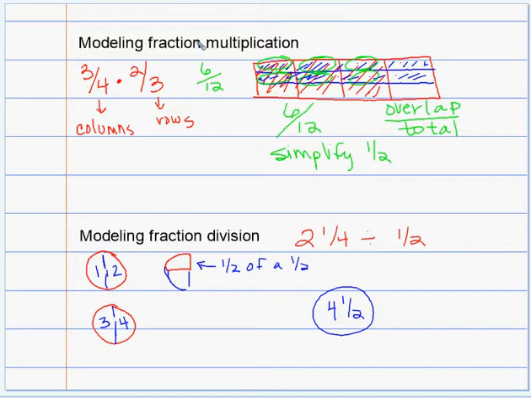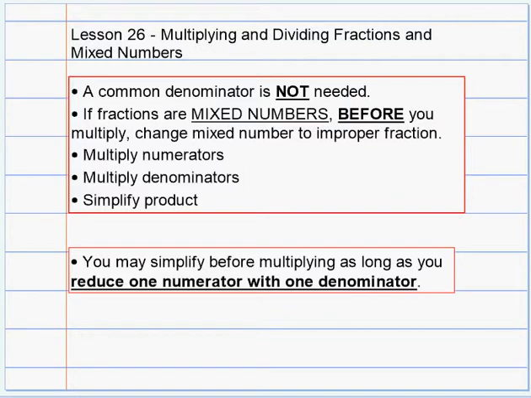So first, there are some rules that we need to write down. Again, this is lesson 26, multiplying and dividing fractions and mixed numbers. It's very important for you to follow these steps. Common denominator is not needed. You don't have to do anything with the numbers when you multiply. The lesson is on multiplying and dividing fractions and mixed numbers. We're first going to talk about multiplication, then we'll talk about division.